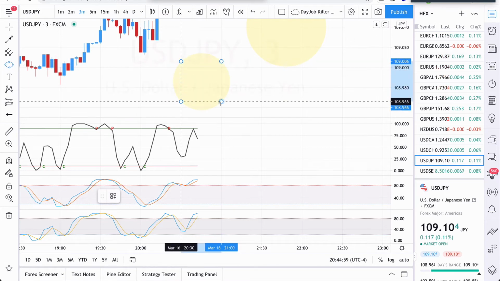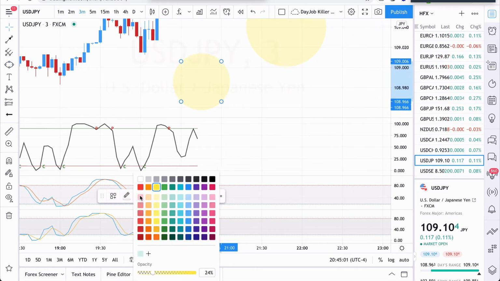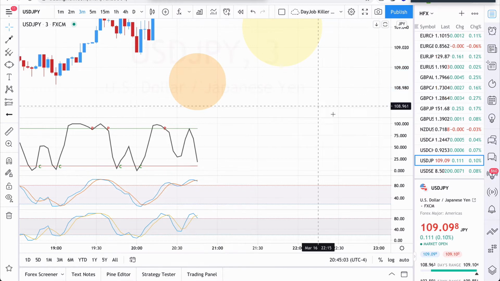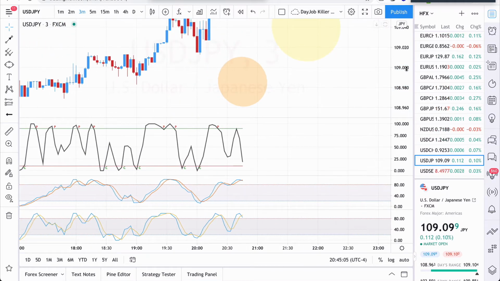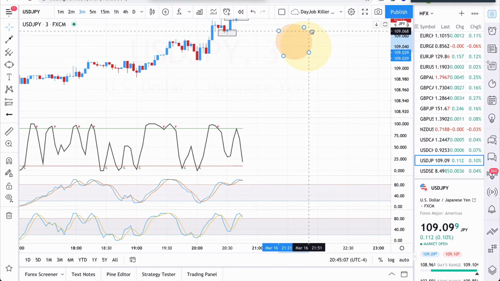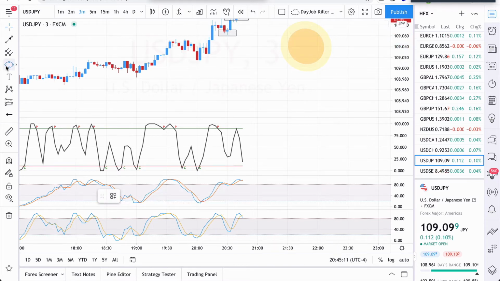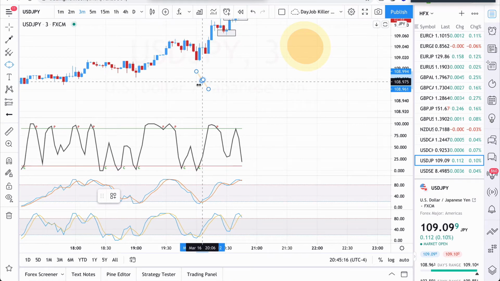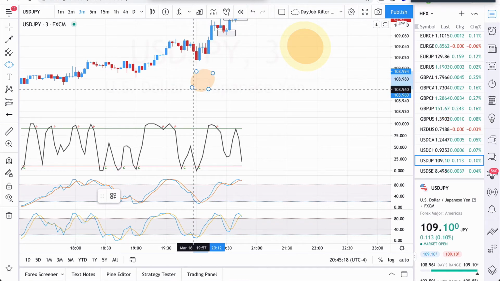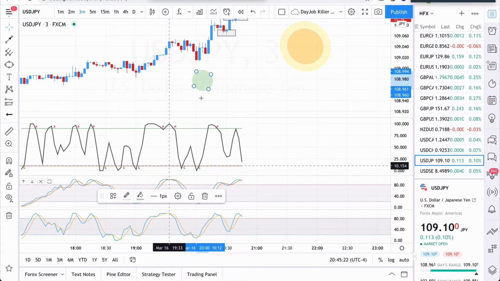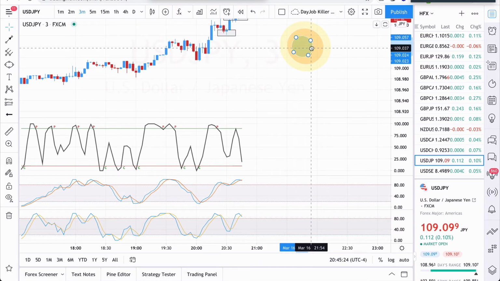This may make sense. Let me change this color to orange. Stay with me. All right. And let me do one more. And let's change this one to green. All right.